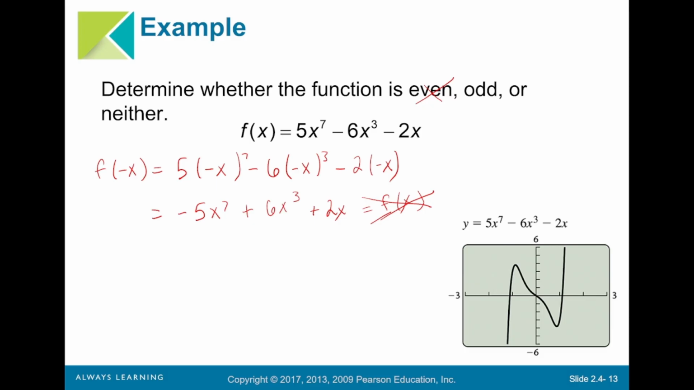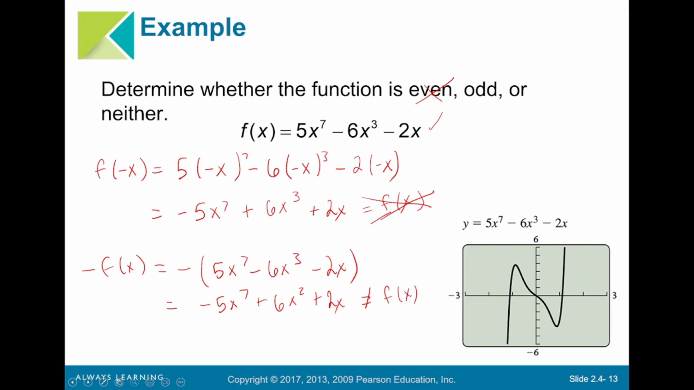So now we want to look at, well, what is negative f of x? Now my negative's in the front, which means now I'm looking at negative, and then I write in f of x. 5x to the 7 minus 6x cubed minus 2x. And if I distribute this negative, I have a minus 5x to the 7 plus 6x cubed plus 2x. But this also does not equal f of x.